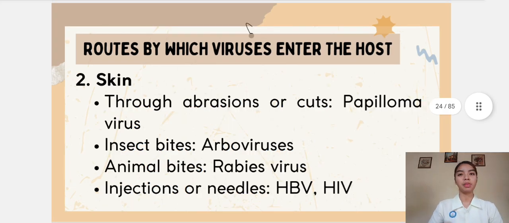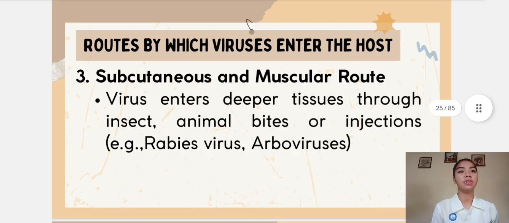Next is the skin. Through abrasions or cuts on our skin, papillomavirus can enter. Through insect bites, arbovirus can enter. Through animal bites, rabies virus can enter. Through injection or needles, hepatitis B virus and HIV can enter our body. Next we have the subcutaneous and muscular route. Viruses enter deeply through insect bites, animal bites, and injections. Given examples are rabies virus and arbovirus.